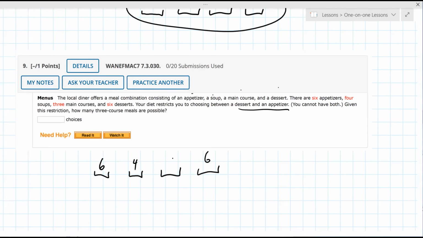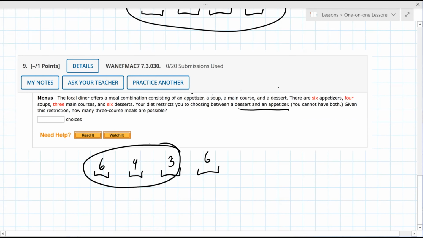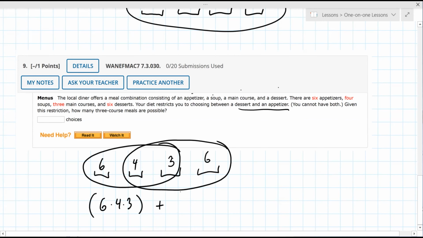Okay, so you're going to have 6 appetizers, 4 soups, 3 main courses, and 6 desserts. So one possibility is you can have all of these, and the other possibility is that you can have all of these. So I think you end up adding them together. You take 6 times 4 times 3, or I can have 4 times 3 times 6 for that.